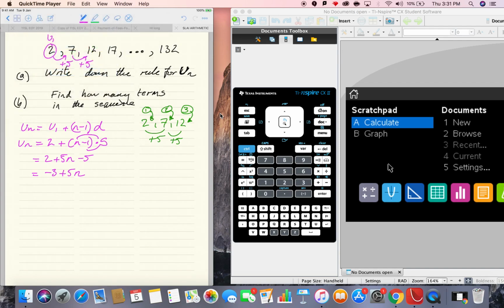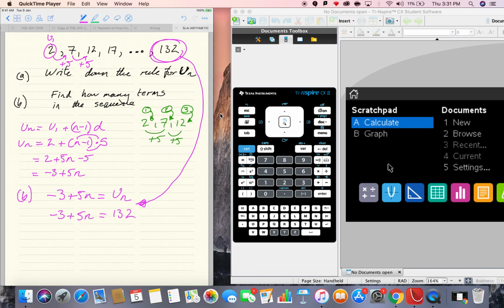Okay, part B, find how many terms in the sequence. So the key here is that you've got a rule from part A. The rule is negative 3 plus 5n, which gives you the nth term in the sequence. But now we need to look at the end part, and the end part is 132. So that now becomes our last term, 132. We just use the rule to find n, the number of terms, that gives us 132 at the end. So we just solve negative 3 plus 5n equals 132.